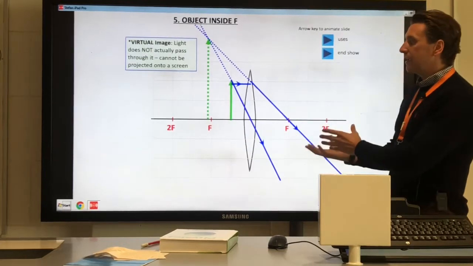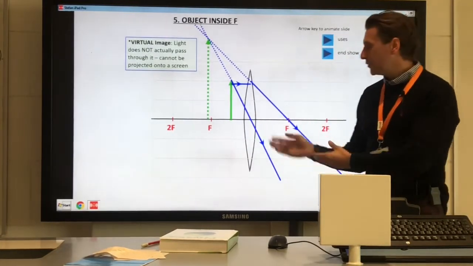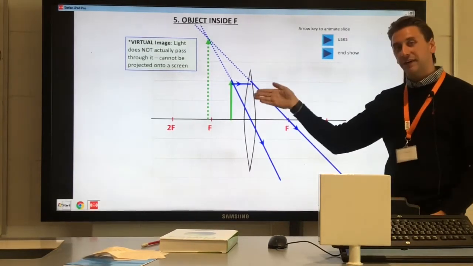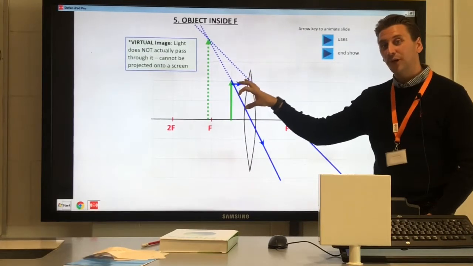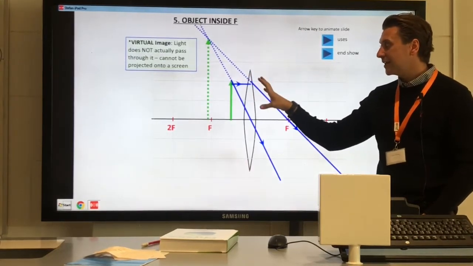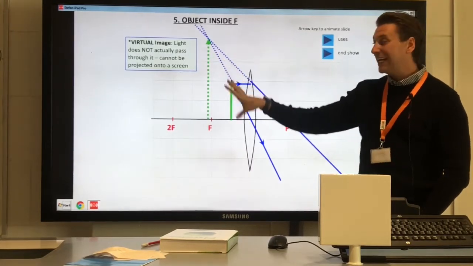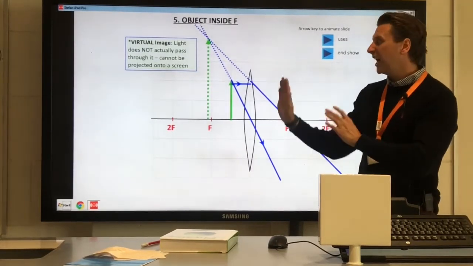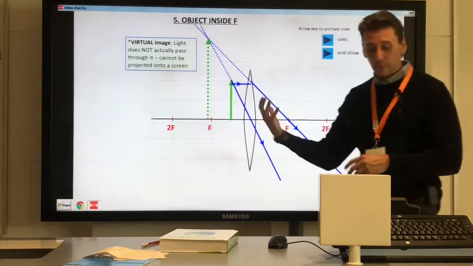So in real life, what would this be? This is a magnifying glass. If you look at an object through a magnifying glass, the object is here, quite small, close to the lens. It will produce an enlarged, magnified image in the right upright position, a little bit further away actually than the real object itself.